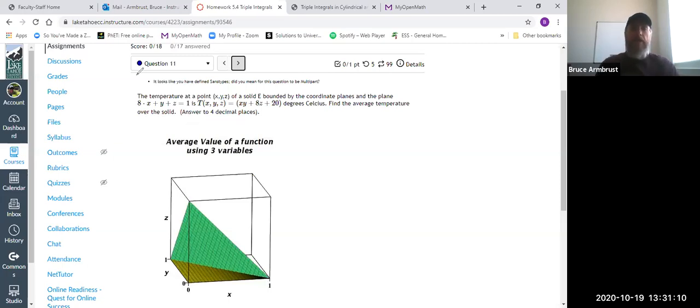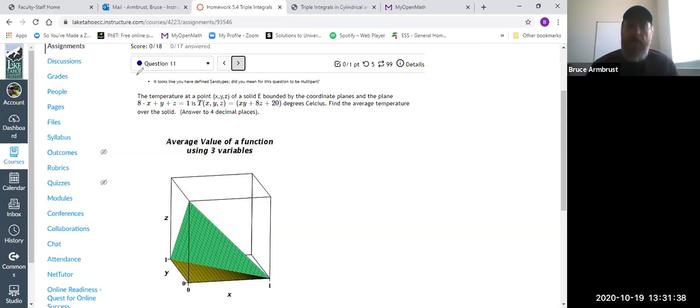All right, so let's lastly look at number 11. So number 11, temperature in this solid, which is a tetrahedron again, is given by this formula. They spelled Celsius wrong. So we've got that formula in degrees C, and we want to find the average temperature.